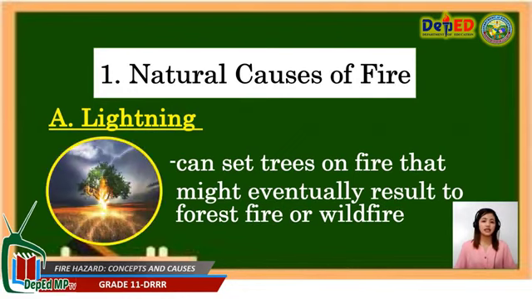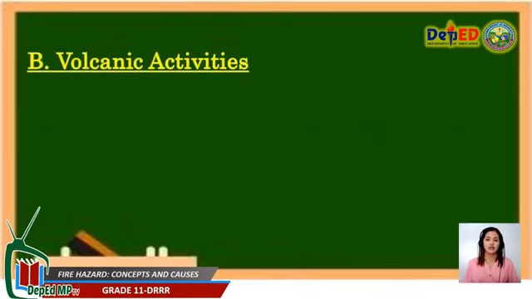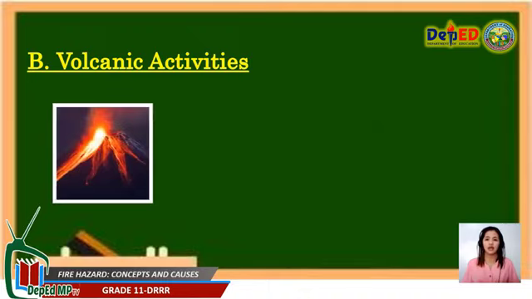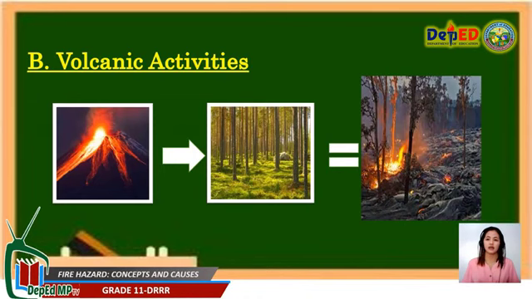As you can see in the picture, if a lightning strikes a tree, then it causes fire. It can also result to forest fire or wildfire. Volcanic activities could also cause fire. During volcanic activity, it spews hot gases, ash, and lava. And when these hot materials get in contact with flammable materials, it might cause a wildfire.